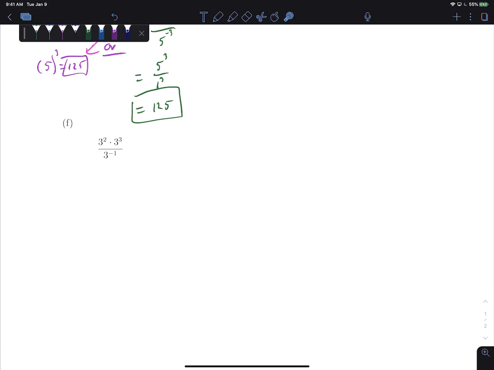Now letter F. So letter F is 3 squared times 3 cubed in the numerator, all over 3 to the negative 1 in the denominator. Notice that we can actually do this in a couple of different ways. The first thing I want to do is move the 3 to the negative 1 to the numerator. So that makes this become 3 squared times 3 cubed times 3 to the first power, or technically just 3. So what we can do from there is just use the product rule, which gives us 3 to the 2 plus 3 plus 1, and then just add the exponents. 2 plus 3 plus 1 is 6, so that gives us 3 to the 6th power.